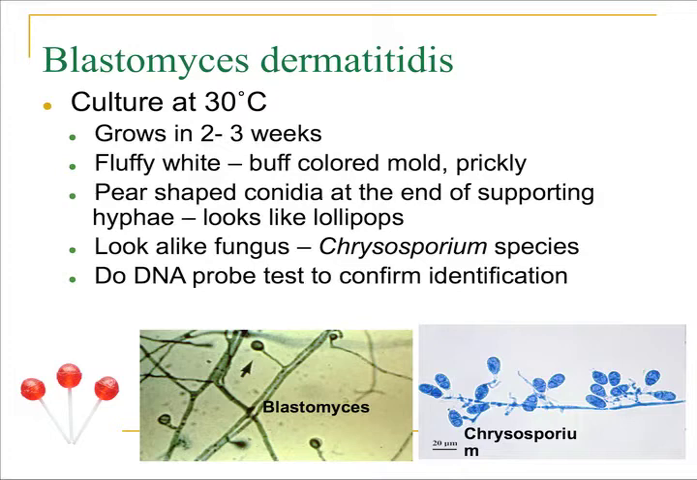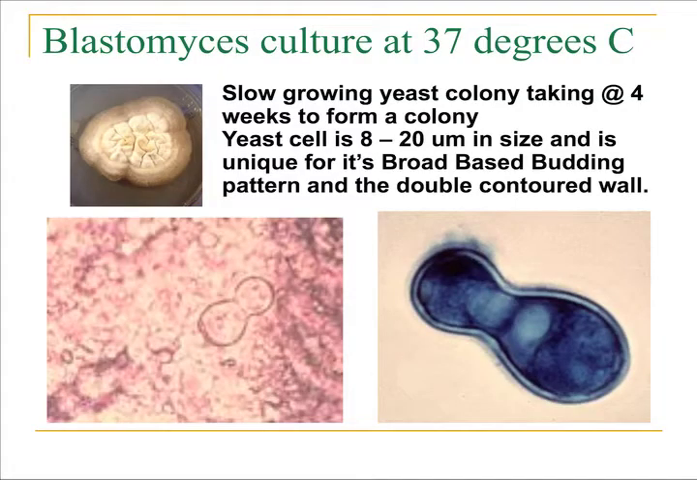There is a look-alike fungus named Chrysosporium species that you need to be careful of in your identification of Blastomyces. And in doing this, it is always best not just to rely on the phenotypic characteristics or its look under the microscope. One would do a DNA probe or sequencing or something to assure that you have a Blastomyces dermatitidis in culture. On the next slide, we talk about what the culture looks like if it was at 37 degrees, or the yeast phase of Blastomyces dermatitidis.